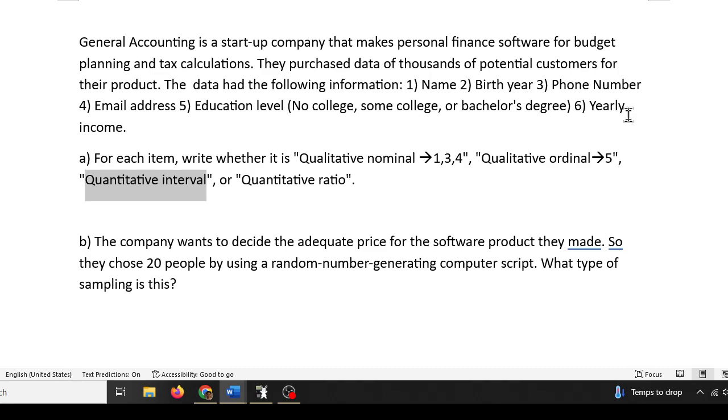So here's an example: yearly income. The zero makes sense, right? If somebody doesn't work at all, then that person's yearly income will be 0.